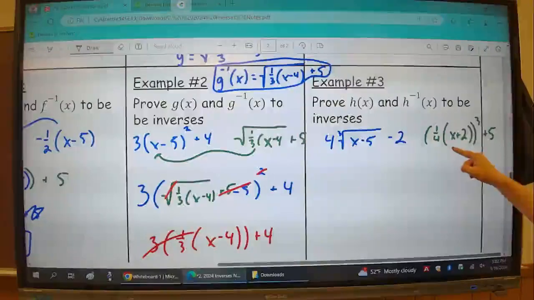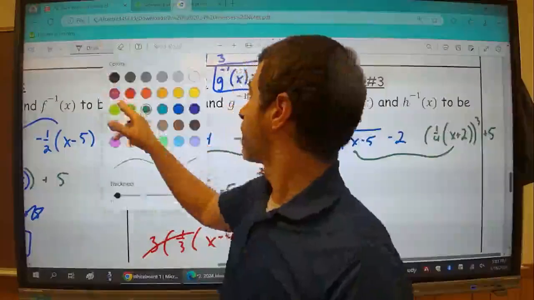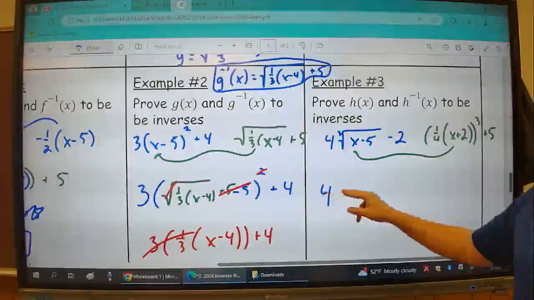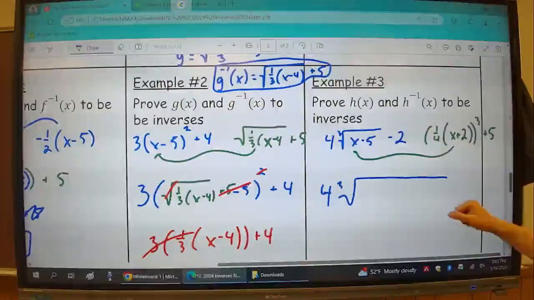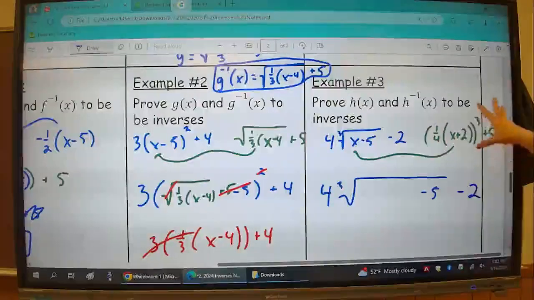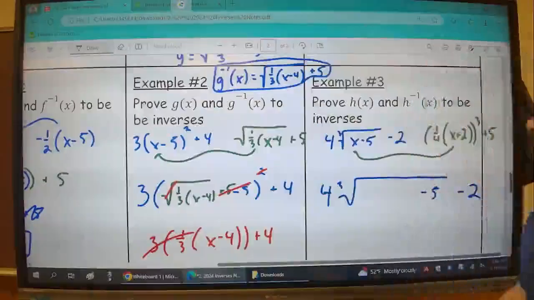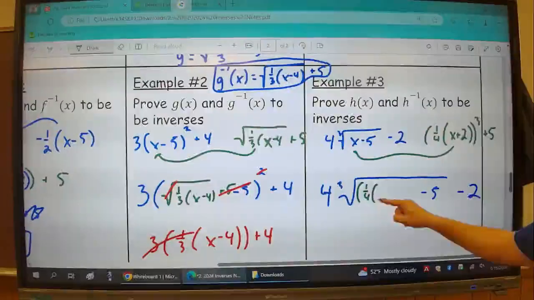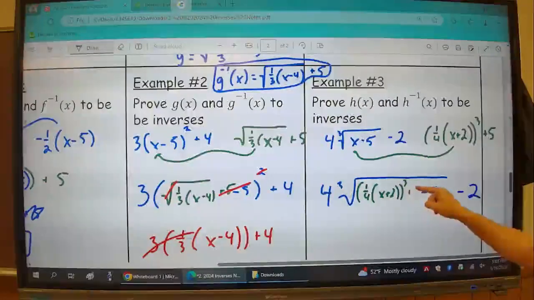I'm going to take this green function and put it where x is. So we're going to have all of the original we had before: 4 times the cube root of all that, minus 5, minus 2. So let's take our green and put it in place. Our green is 1/4 times x plus 2, cubed, plus 5.